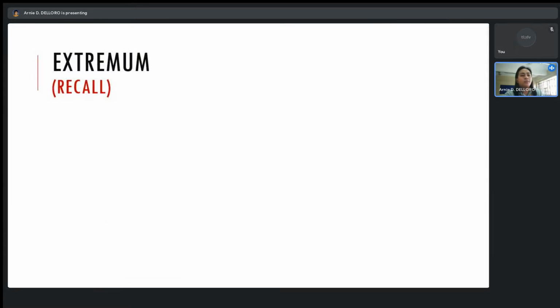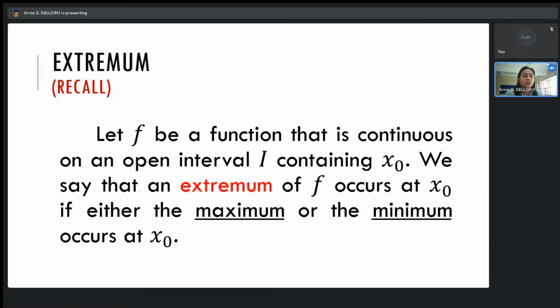We have made mention when we discussed the extreme value theorem, or extremum, that we let f be a function that is continuous on an open interval I containing x sub 0. We also say that an extremum of f occurs at x sub 0 if either the maximum or the minimum occurs at x sub 0, or yung ating mga tinatawag na critical values.